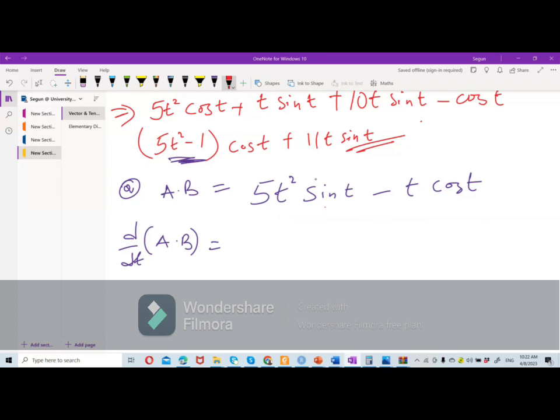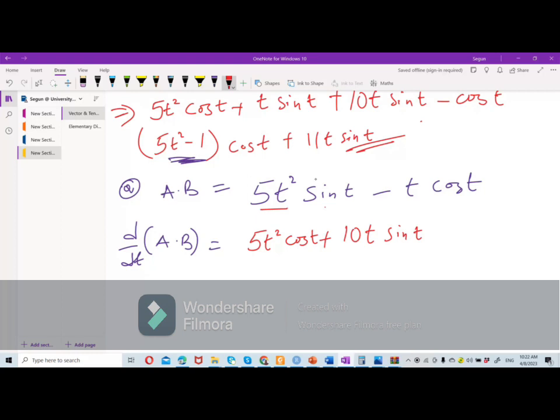What is it when you differentiate sin t? It will give you cos t. So that means I have 5t squared cos t. Remember, I'm holding 5t squared constant. Product rule. Then I will differentiate 5t squared and hold sin t constant. What would it be? It's going to be 10t. Plus 10t sin t. Do you agree?